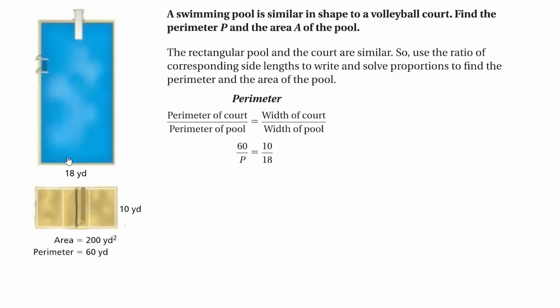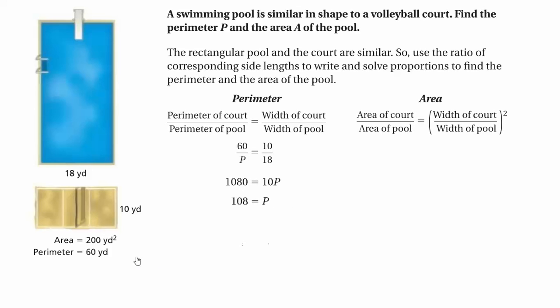So your 10 is to your 18, as your perimeter of the court is 60 to, we don't know, the perimeter of the pool. So then 10p is equal to 60 times 18, which is 1080. Dividing by 10 makes it 108, and so that would be yards, I believe, is perimeter.